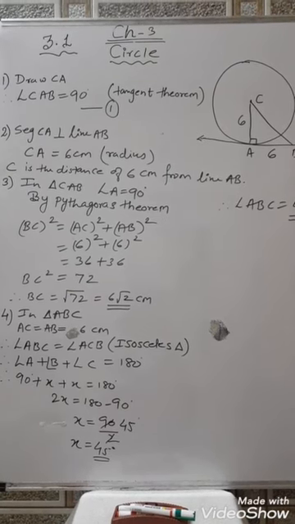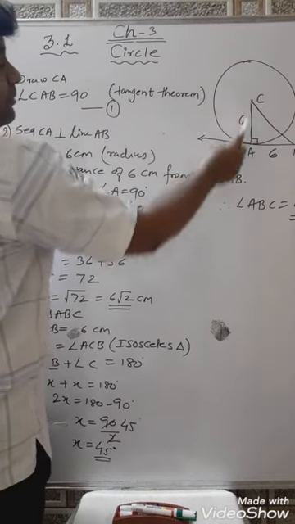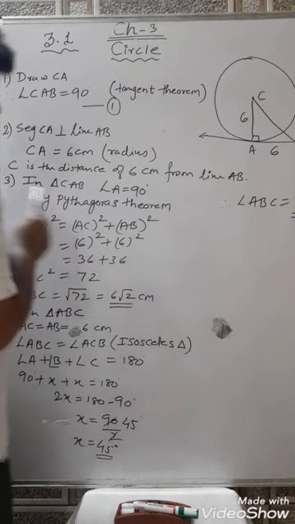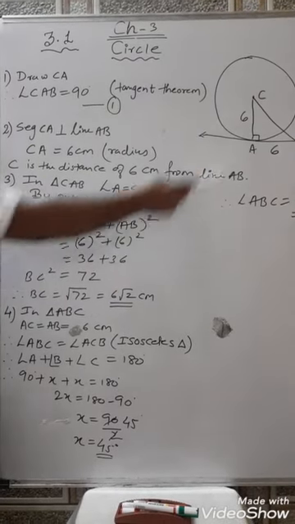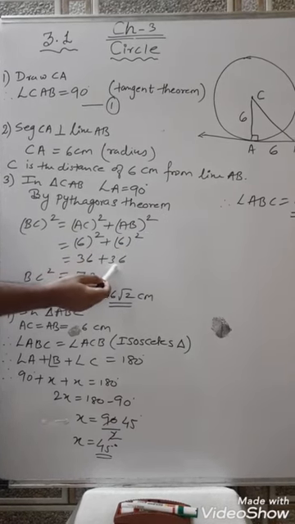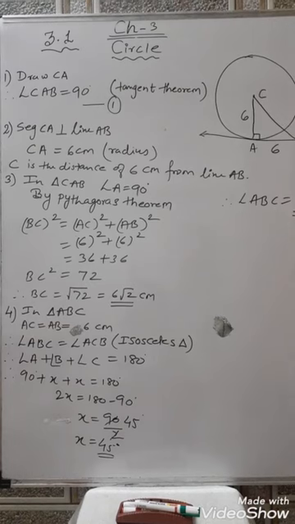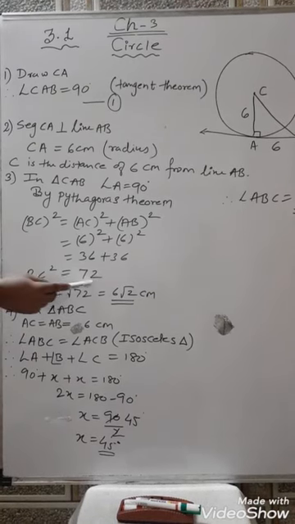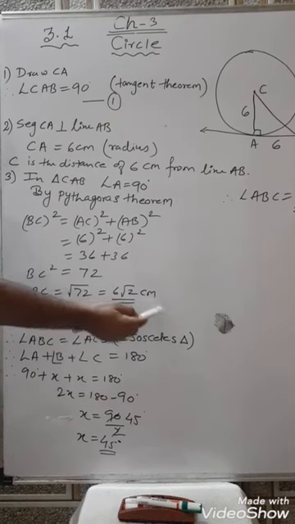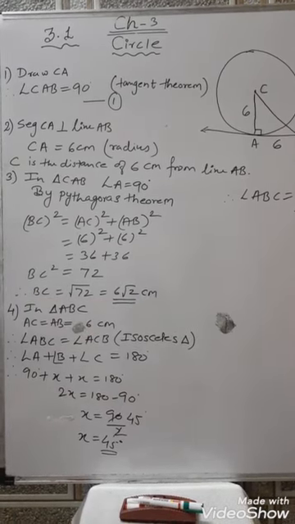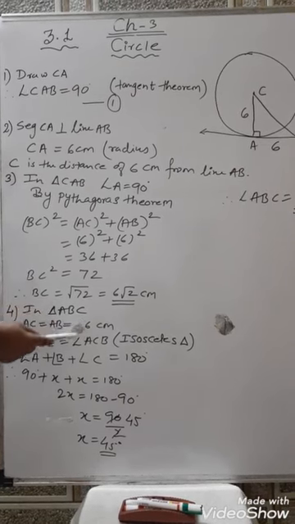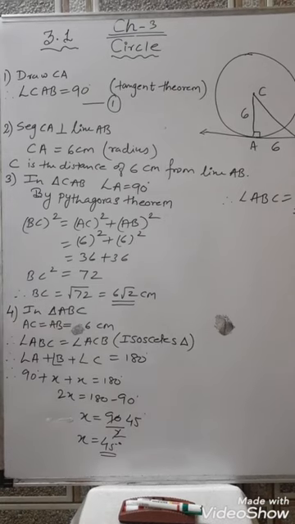So what do we use? We use the Pythagoras theorem, as it forms a right angle triangle. So BC square is equal to AC square plus AB square, that is 6 square plus 6 square, 36 plus 36, you get 72. So BC square equals 72. So BC is the square root of 72, that is 6 root 2 centimeters.